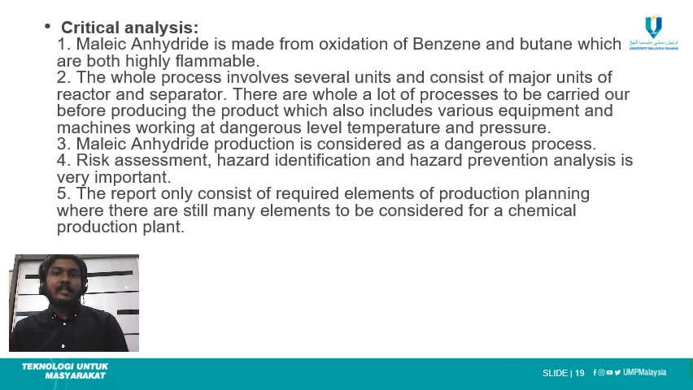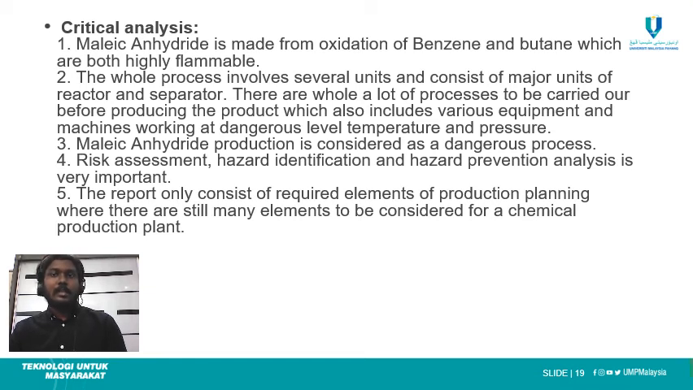The first analysis being made was that maleic anhydride is made from the oxidation process of benzene and butane. As we know, both these raw materials are highly flammable. The whole process involves several units, and two major units are used, which are the reactor unit and the separator unit. There are a lot of processes to be carried out before producing the product, which also includes various equipment and machines working at dangerous levels of temperature and pressure.